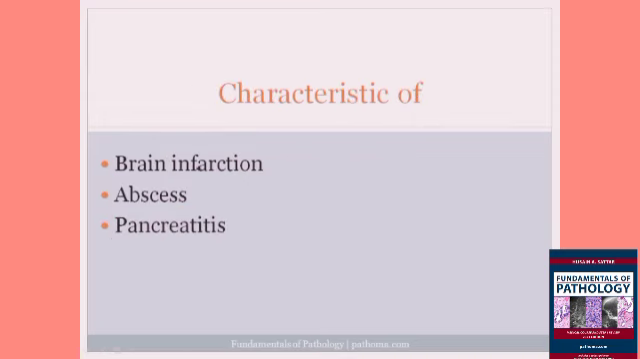It is seen characteristically in three circumstances. The first is brain infarction. Recall that I told you that when you cut the blood supply to any organ in the body, you actually get coagulative necrosis. However, if the blood supply is cut to the brain, that would result in liquefactive necrosis. So that would be one important circumstance that results in liquefactive necrosis. One of the questions we can ask ourselves is, why is it that within the brain we get liquefactive necrosis, but in all other tissues we get coagulative necrosis?